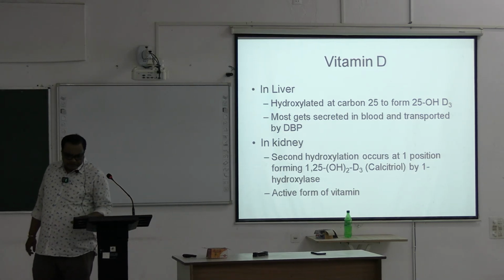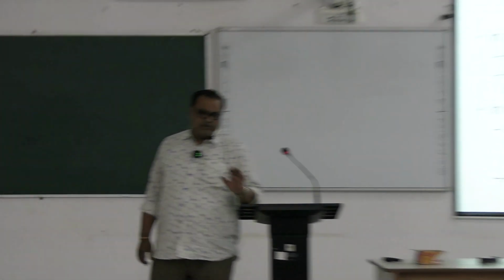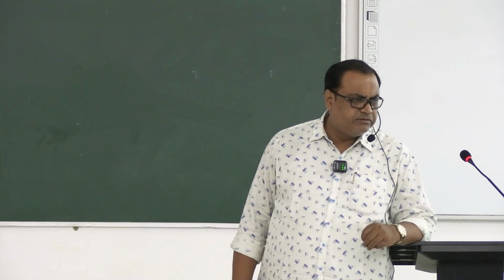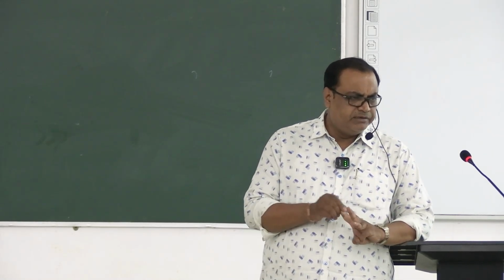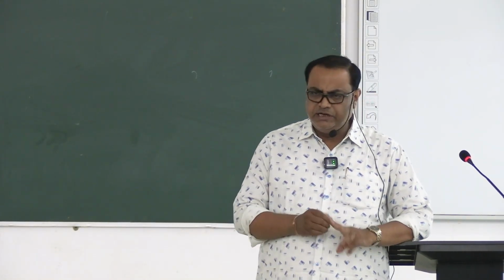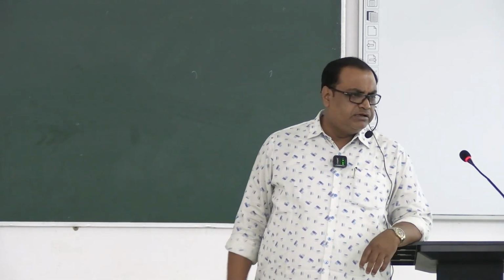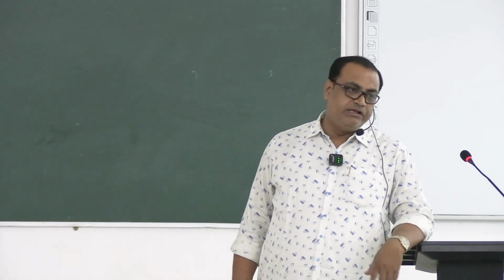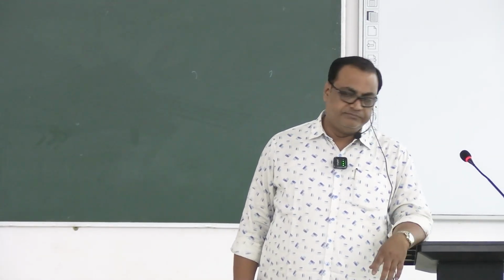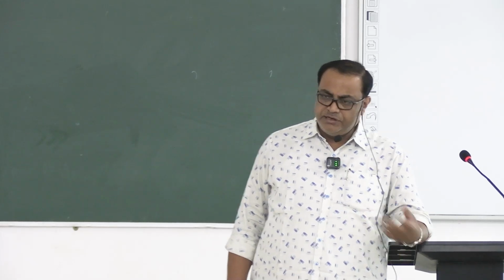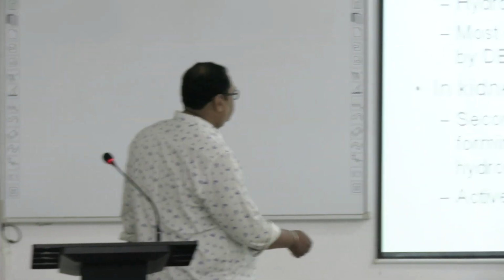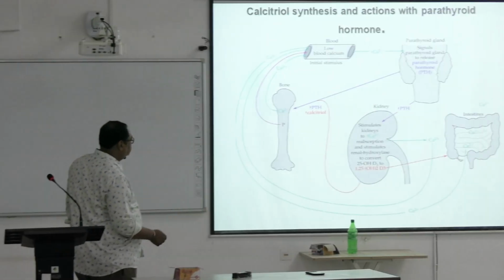Now we come to the synthesis. The synthesis involves three organs. What are those? Skin, liver, kidney. Which vitamin requires three organs to synthesize? This is the question. Vitamin D. Skin, liver, kidney. In the skin, 7-dehydrocholesterol is converted to cholecalciferol. Cholecalciferol to 25-hydroxy. This reaction takes place in the liver.